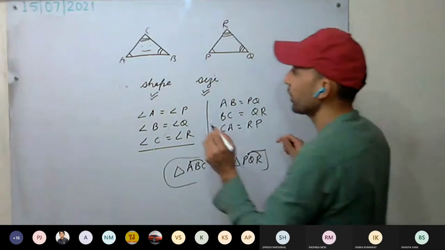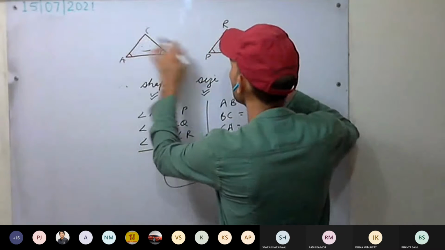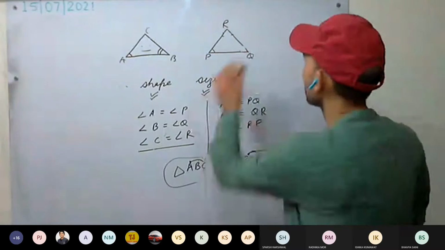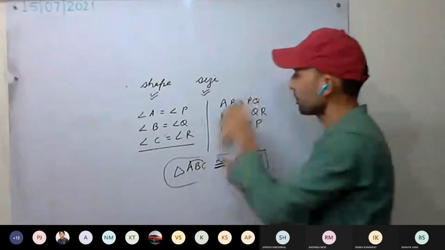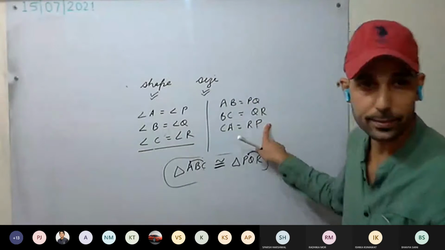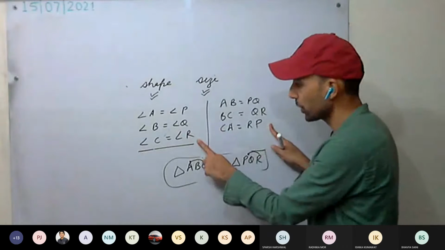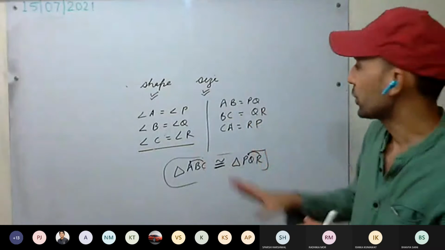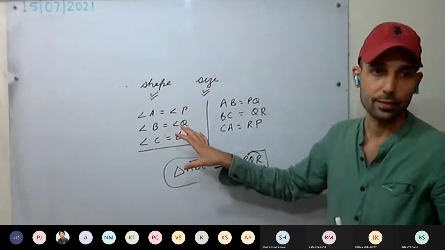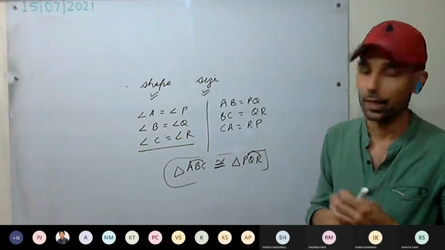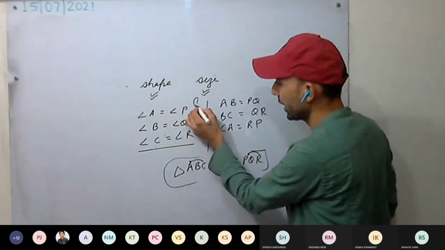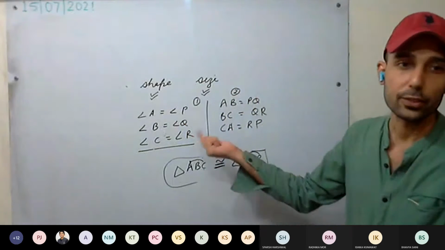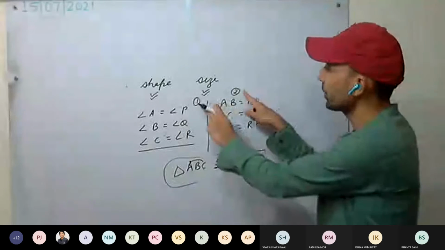See here, these are the three, total six. Three corresponding angles we have to prove, three corresponding sides we have to prove. It means two triangles are congruent. But we do not require to prove all these six things. If you prove three of them, that is, one angle and two sides, we can prove using them that two triangles are congruent. That is the minimum required.